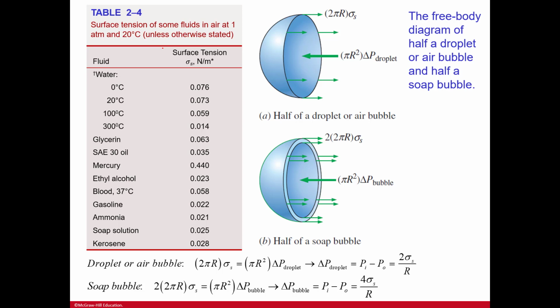And then this is a free body diagram of half of a droplet or air bubble and half of a soap bubble. So you can see this thicker layer here, but that is still hollow, and how you have a force going in, and then what is coming around, that air, is forming that surface tension, and therefore you have the force coming back.